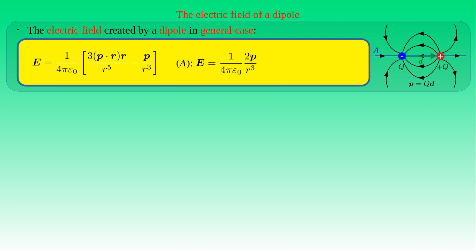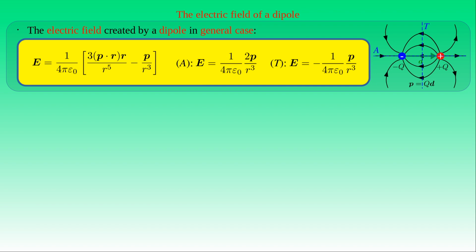If the position vector points from the center to a point on the equatorial or transverse plane of the dipole, then the dipole moment p is perpendicular to the position vector r. Then the dot product in the first term in the square brackets vanishes and we have only the second term. That is, the electric field of the dipole is given by minus 1 over 4 pi epsilon naught, times the dipole moment p divided by the cube of the distance r from the center of the dipole, which is the expression we have obtained for the electric field in the equatorial plane of the dipole.